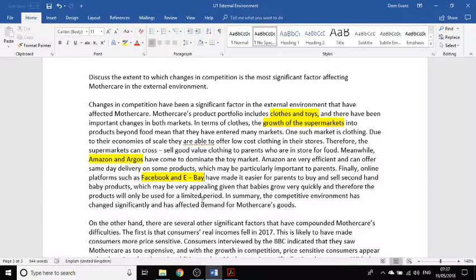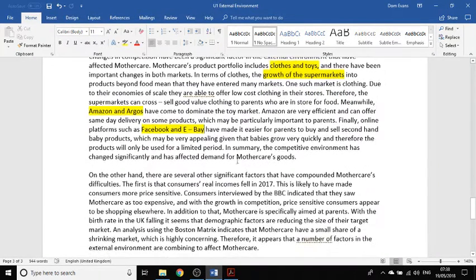I've developed in terms of the supermarkets offering economies of scale and therefore cheaper clothing, Amazon being able to offer same-day delivery, which would be important to parents, and Facebook and eBay offering second-hand goods cheaply, which is important in the context of the question because babies grow quickly. So I've developed each of those points analytically.